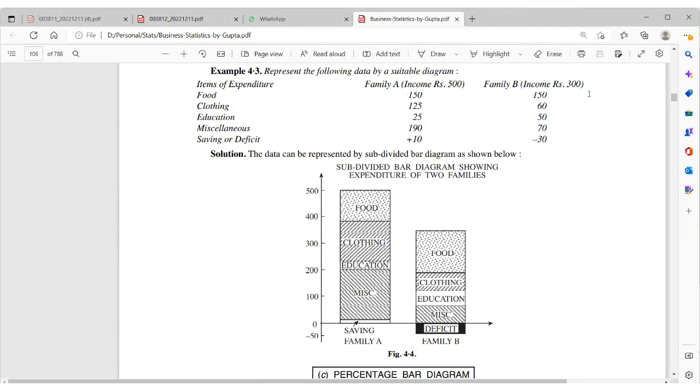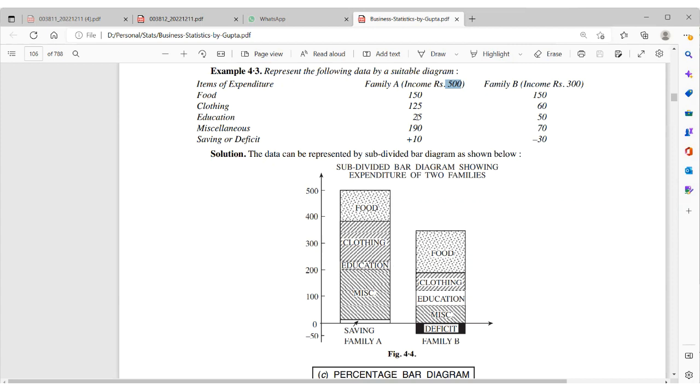In this, family A and family B are given. Income of family A is 500, income of family B is 300, right? The expenditure on food, clothing, education, miscellaneous, saving, and deficit are all given, right? So that data can be shown in the subdivided bar. See what we do. This is 500 income and 300 income. This is 500. Similarly, this is 300 like this, right?